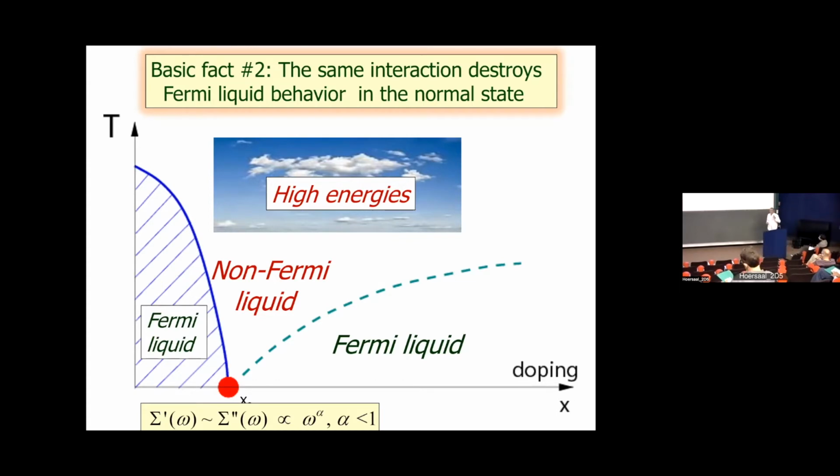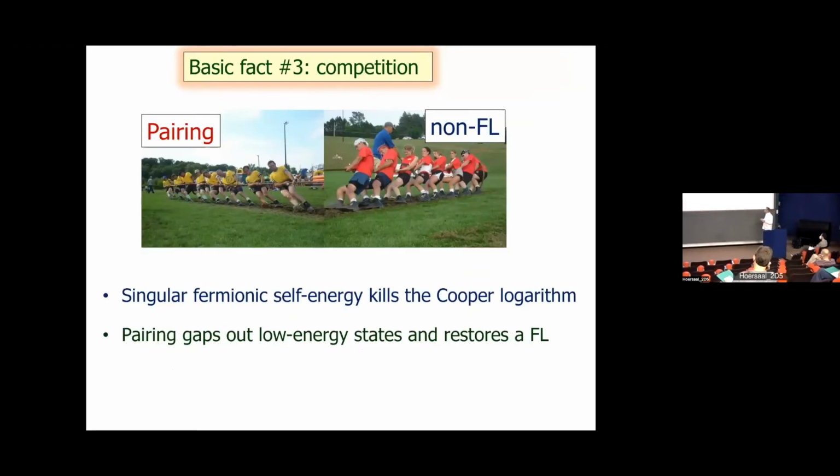Alpha is smaller than 1, which means that the real and imaginary parts of the self-energy are always of the same order and larger than the bare omega, which means that the Landau Fermi liquid criterion is never satisfied. So this is what I mean by non-Fermi liquid physics. And of course, there is a window near the critical point at finite temperature where this non-Fermi liquid physics holds.